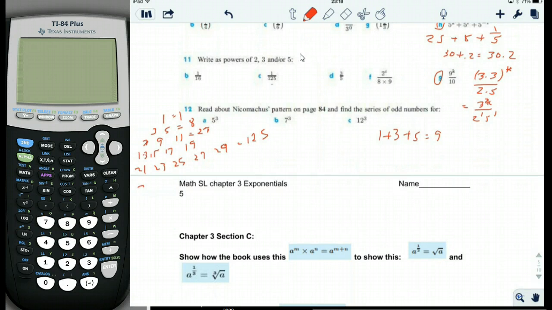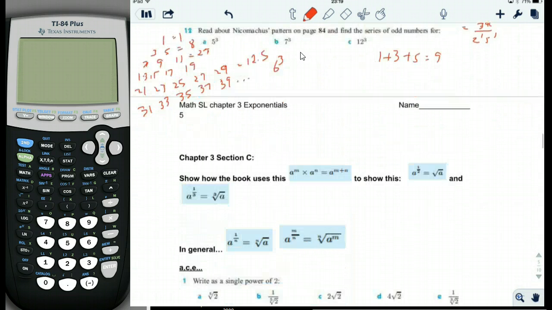So the next one would be 31 plus 33 plus 35, 37, 39, and this would continue on, and this of course would be 6 cubed. And to get 7 cubed, you have to continue one more row. To get 12 cubed, you need to continue a lot of rows. Okay? All right.